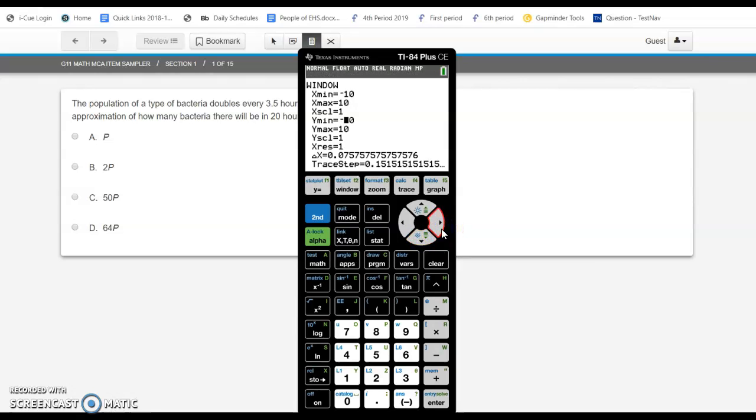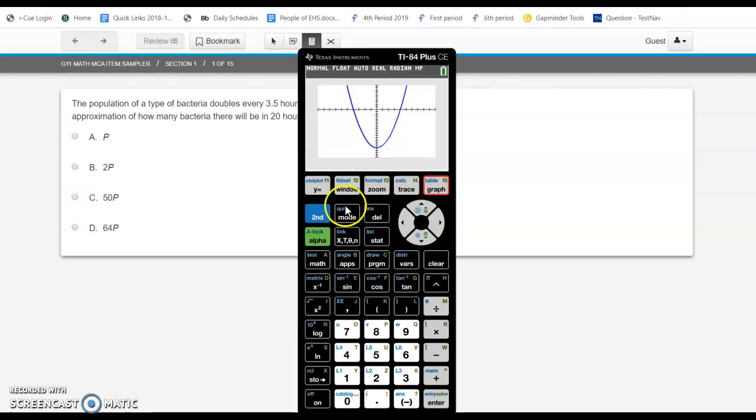So if I would like to see the whole parabola, I need to change my Y min so that the bottom is not cut off anymore. Okay, now I can see the whole parabola. It looks like it has a y-intercept of negative 16. And so that's the parabola. On my calculator, this is how I find the places where this parabola is equal to 0. The parabola is equal to 0 when it crosses the x-axis.